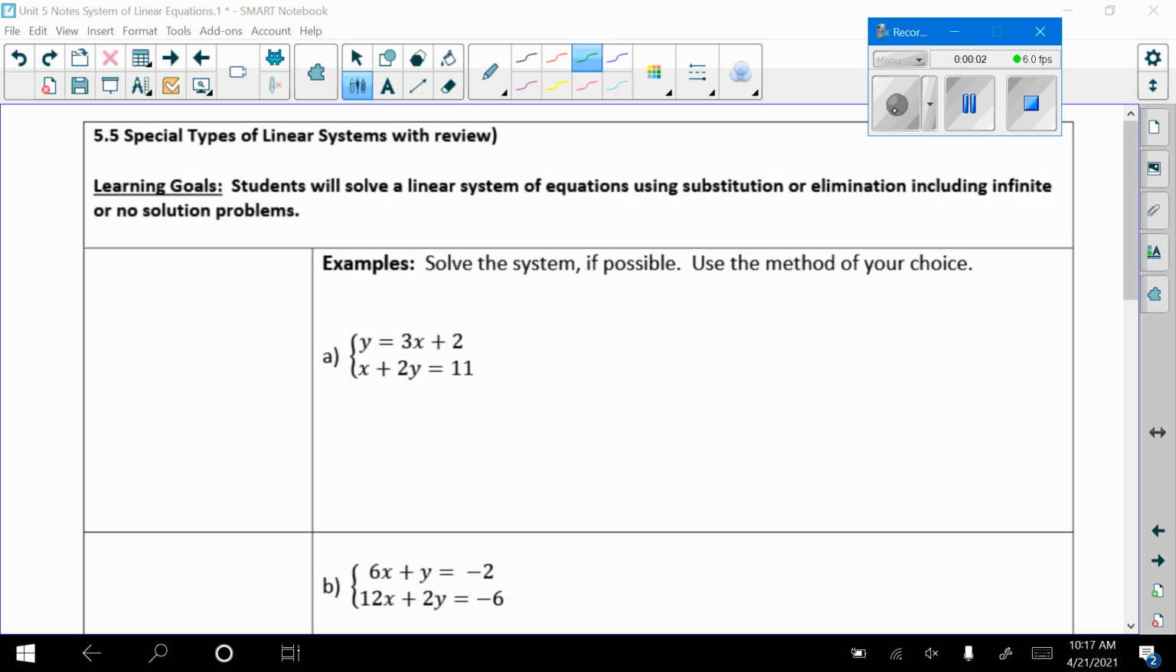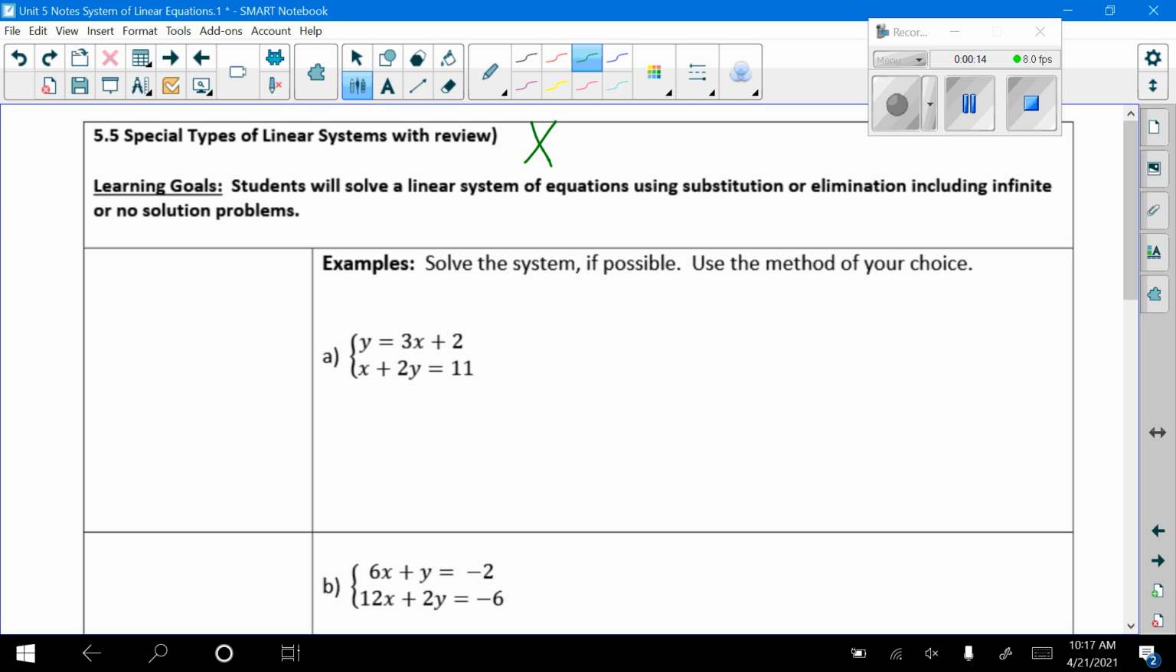So at 5.5, we have a couple of things. We have some special types of linear systems, and it has a little bit of review in here as well. The special types are going to be things that we know. We know that lines can either intersect, and that's one solution. They can be parallel, which is no solution. Or they can be the same line, which is infinitely many solutions.